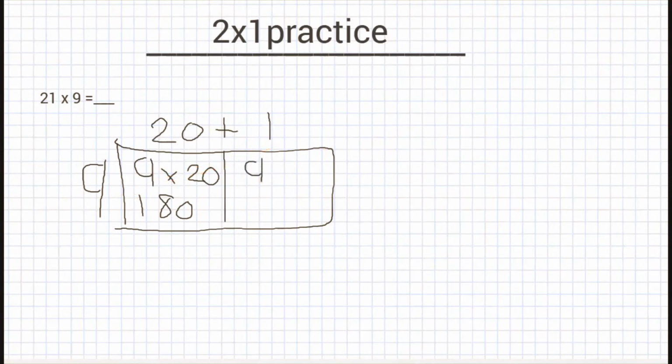And then you're going to do the same for your other two numbers. And 9 times 1 is just 9. And then you're going to take both of these numbers and add them.